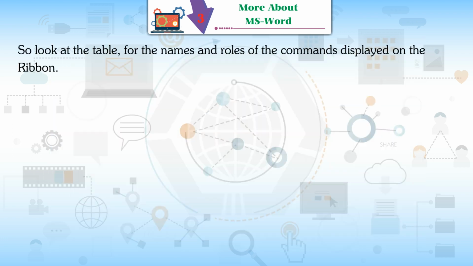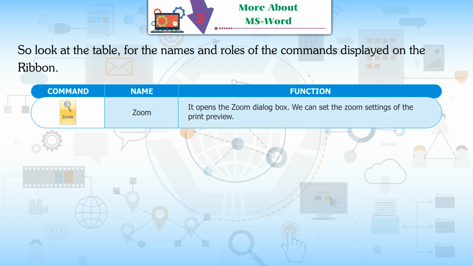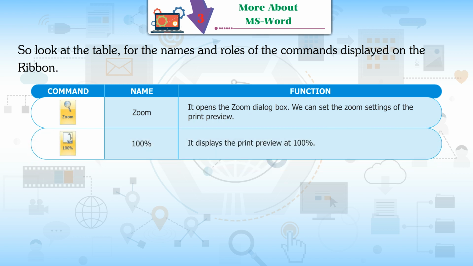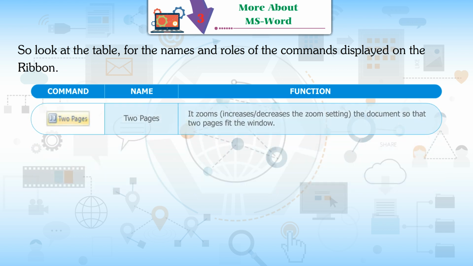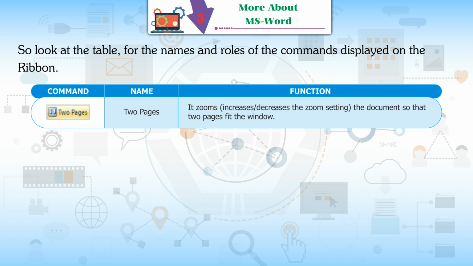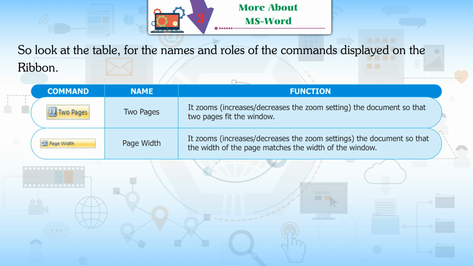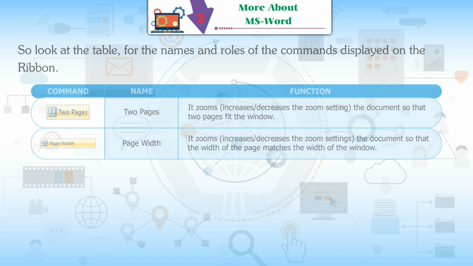So look at the table for the names and roles of the commands displayed on the ribbon. Zoom. It opens the Zoom dialog box. We can set the zoom settings of the Print Preview. 100%. It displays the print preview at 100%. One page. It zooms the document so that an entire page fits in the window. 2 pages. It zooms the document so that 2 pages fit the window. Page width. It zooms the document so that the width of the page matches the width of the window.